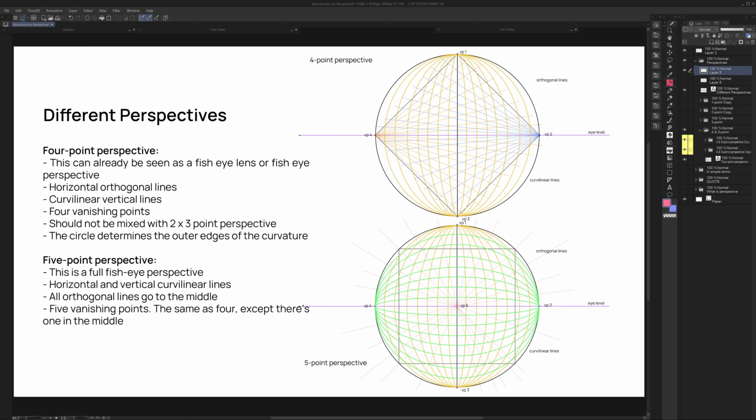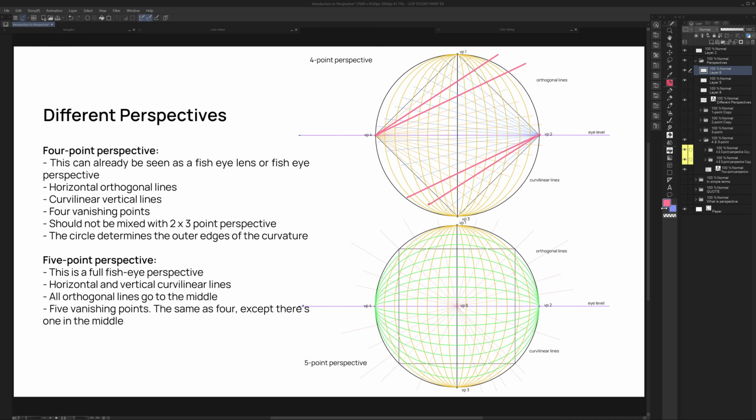We have horizontal orthogonal lines. What I mean by this, and this is yet again something that you can agree or disagree with, depending on how you see these, but I see them as orthogonal lines. So you can see that these are all orthogonal lines. It's kind of like a vertical line. Sorry, not a vertical line, but a straight line that just goes to the vanishing point.